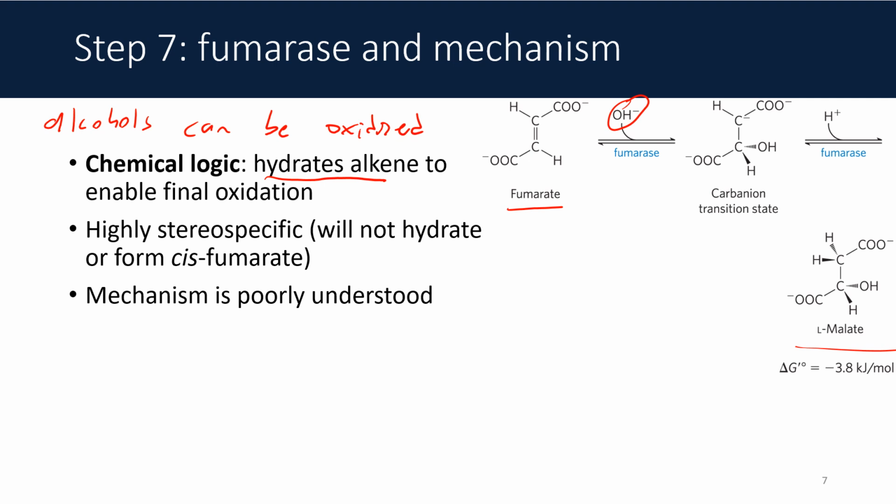All I really want you to know is that fumarase is going to be a highly stereospecific enzyme. It will not hydrate cis-fumarate. That will actually competitively inhibit it. It only works on trans-fumarate. See how these carboxyls are on the opposite side of that double bond? It's trans.